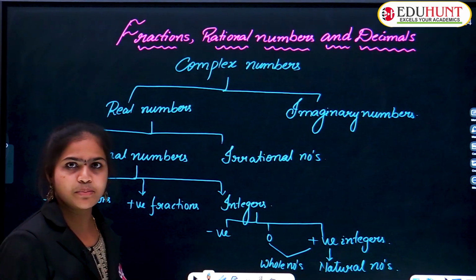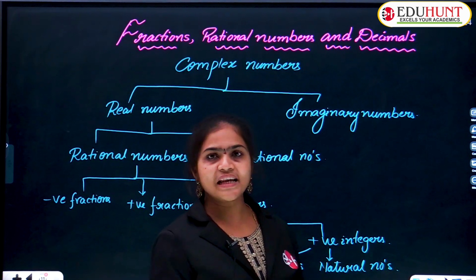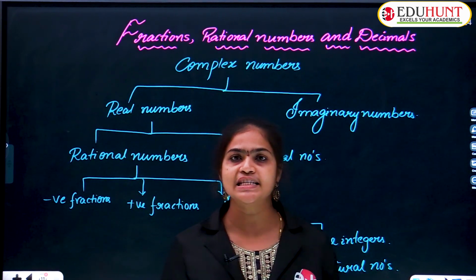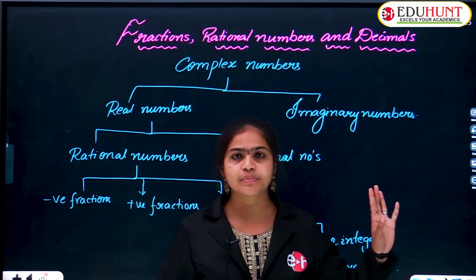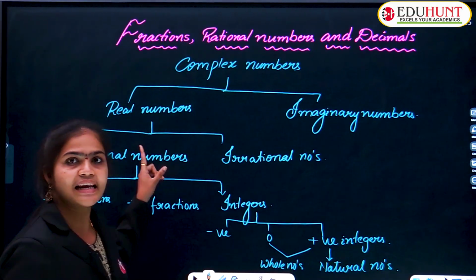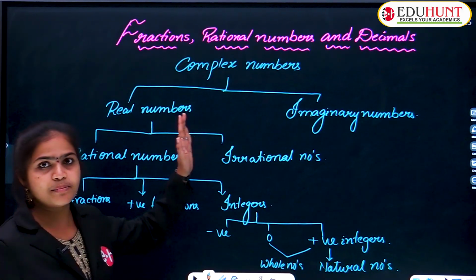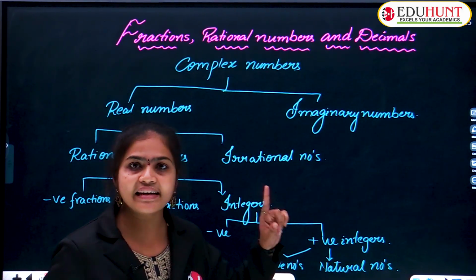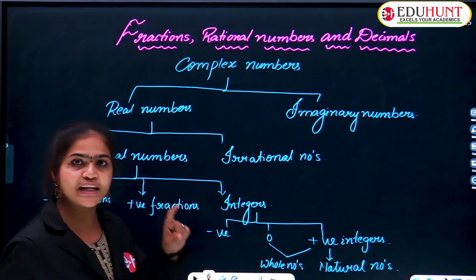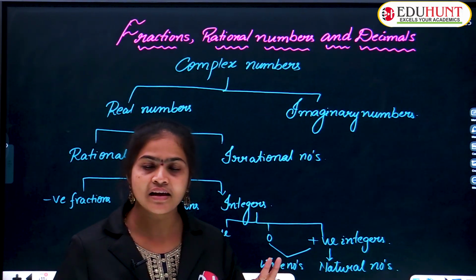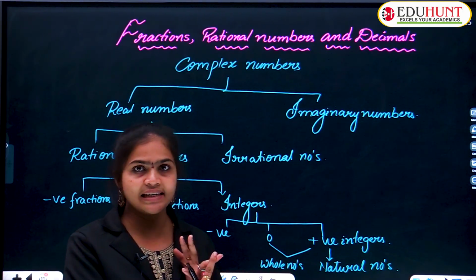We already know about this table, right? Total numbers we call complex numbers. Complex numbers are classified into two types: one is real numbers, another is imaginary numbers. Real numbers are again classified into two types: rational numbers, and the combination of rational numbers and irrational numbers are known as real numbers. Again in rational numbers we have negative fractions, positive fractions, and in the same way integers. We already learnt about integers, right?